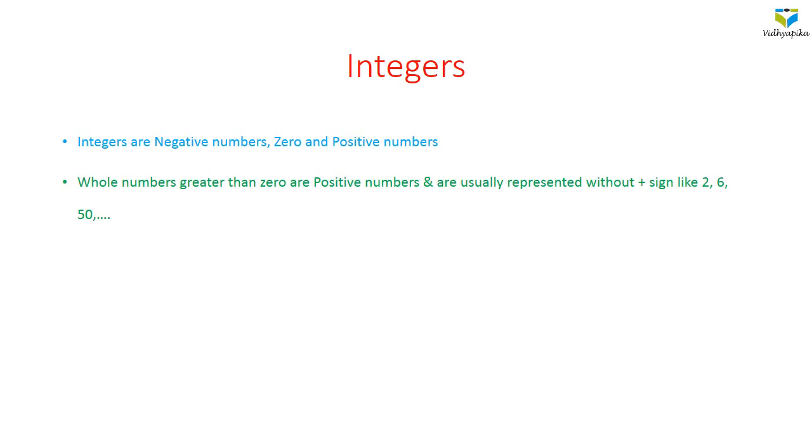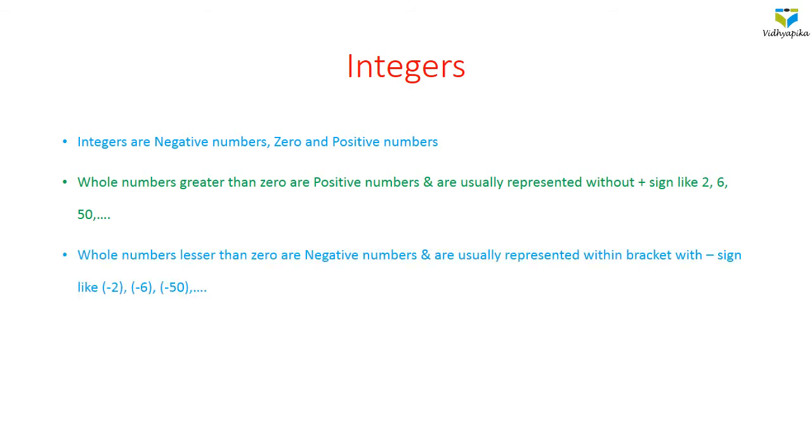What are positive numbers? Whole numbers greater than 0 are positive numbers and are usually represented without the positive sign like 2, 6, 50 and so on.